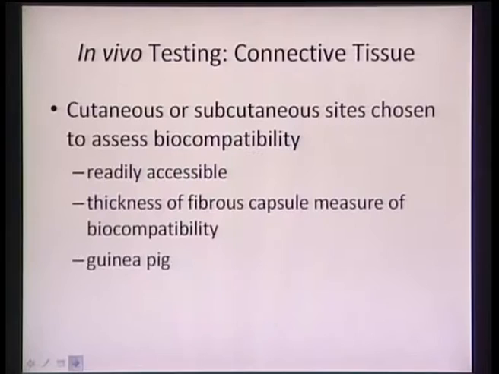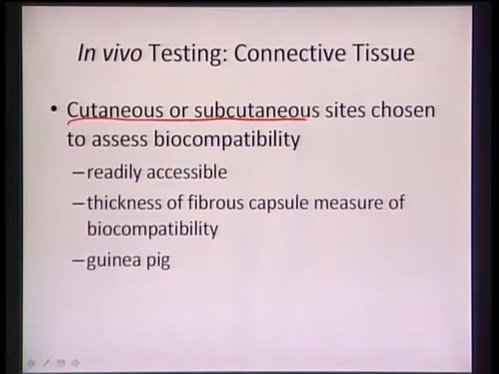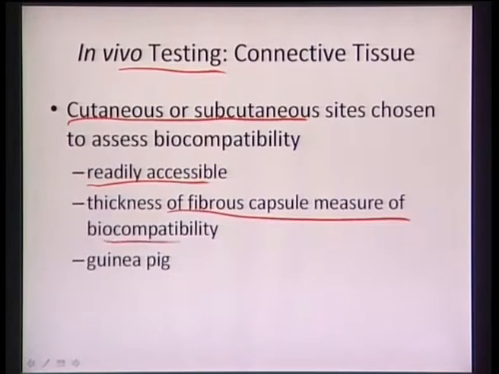Now, connective tissue is one of the examples of the fibrous, and then there are the cutaneous or subcutaneous sites. Cutaneous means you have the skin, subcutaneous means it is just under the skin. These sites are chosen to assess biocompatibility, and this type of testing is readily accessible, and thickness of the fibrous capsule is a measure of biocompatibility. What does that mean? And typically these tests are carried out in guinea pig.